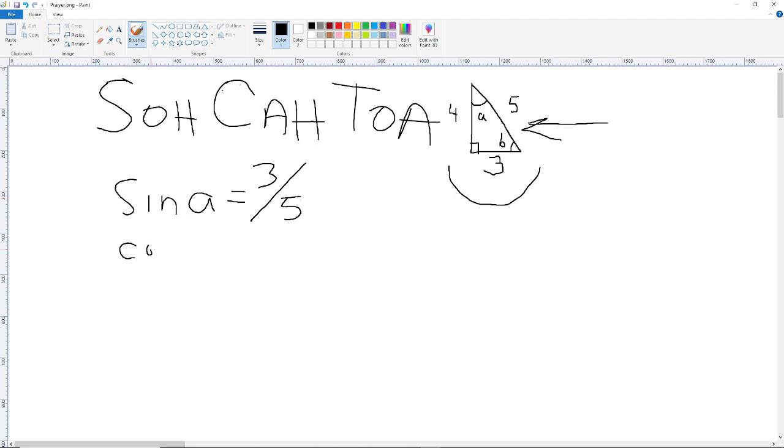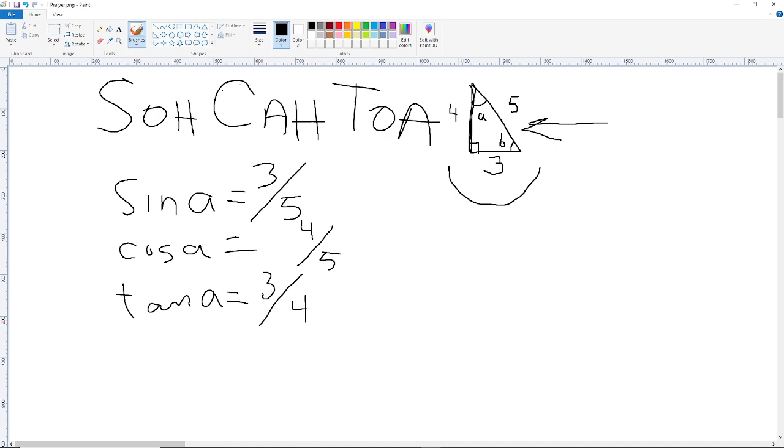Cosine of A is adjacent, the side that's next to angle A, so that's 4, divided by 5, the hypotenuse. And tangent of angle A is equal to the opposite, 3, divided by the adjacent, 4, so 3/4.